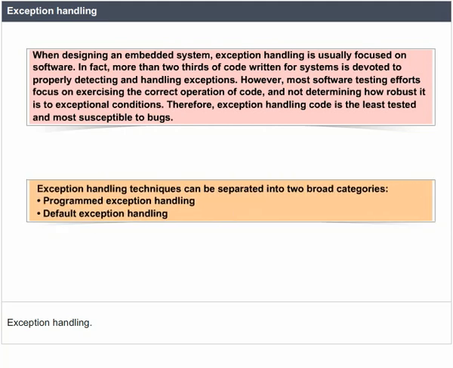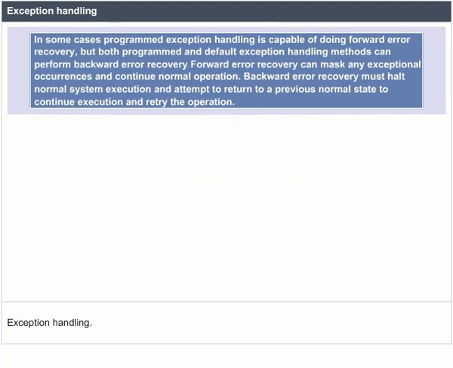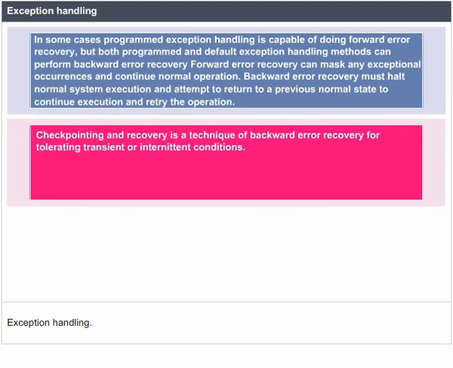Exception handling techniques can be separated into two broad categories: programmed exception handling and default exception handling. In some cases, programmed exception handling is capable of doing forward error recovery, but both programmed and default exception handling methods can perform backward error recovery. Forward error recovery can mask any exceptional occurrences and continue normal operations. Backward error recovery must halt normal system execution and attempt to return to a previous normal state to continue execution and retry the operation. Checkpointing and recovery is a technique of backward error recovery for tolerating transient or intermittent conditions.